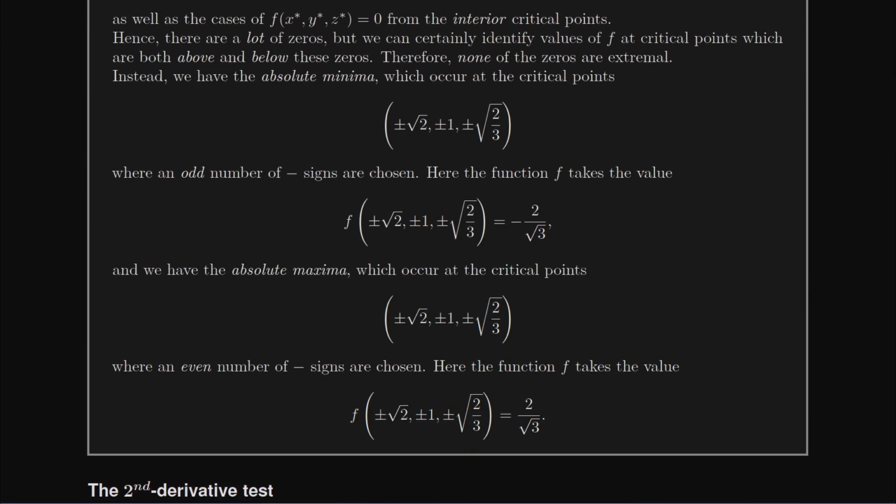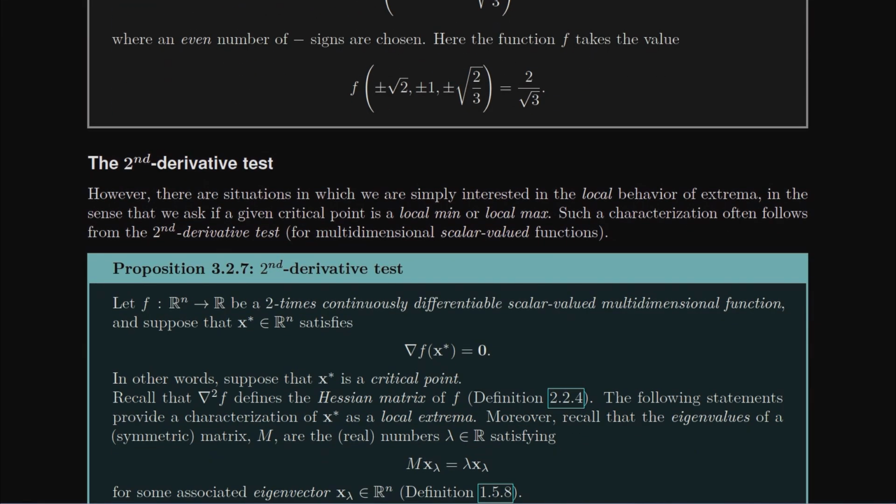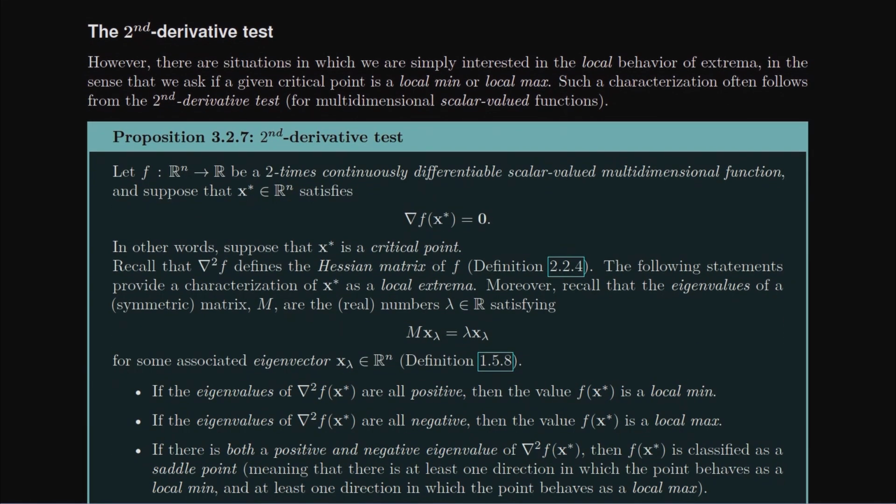And so here I try to make everything clear. If I choose an odd number of minus signs from my critical points, then we get the absolute mins, and if we choose an even number of minus signs, including 0, 0 is an even number, then we get our absolute max. But they're not unique, right? There's going to be multiple copies of absolute mins and absolute maxes.